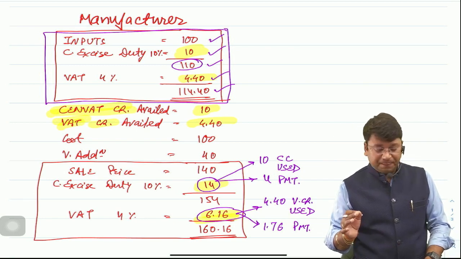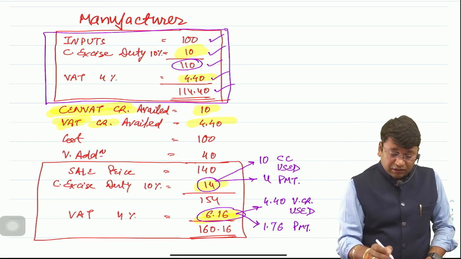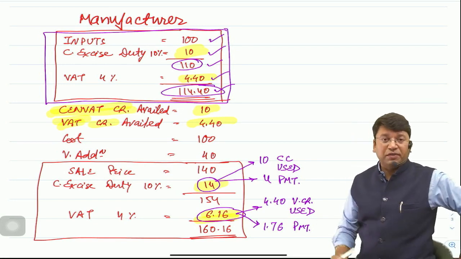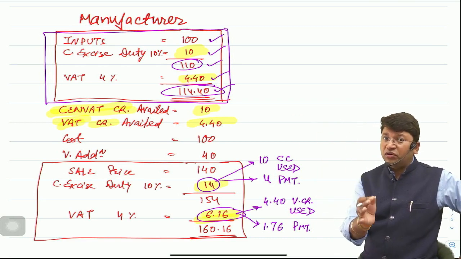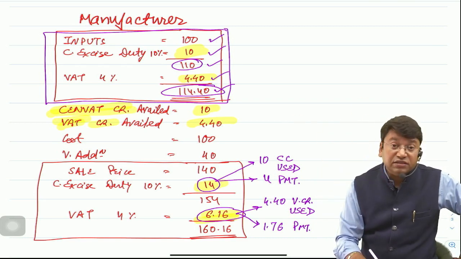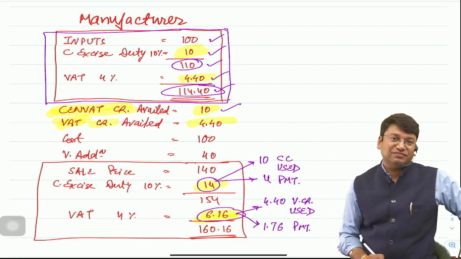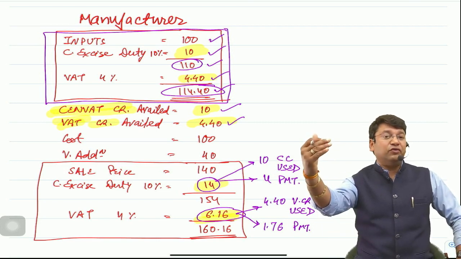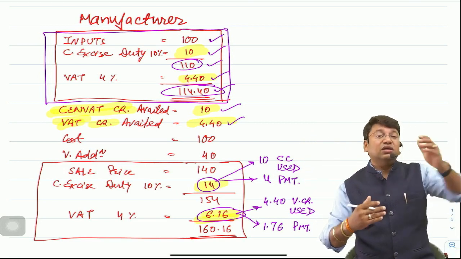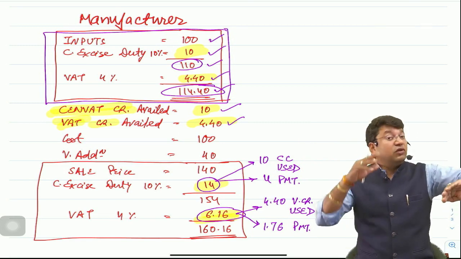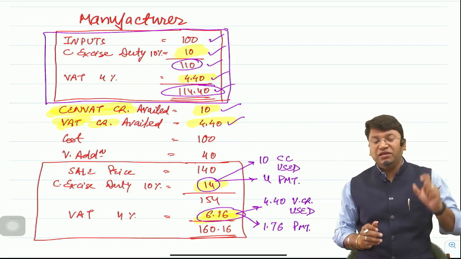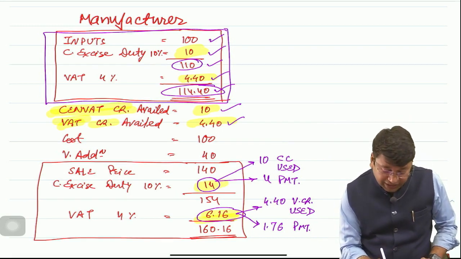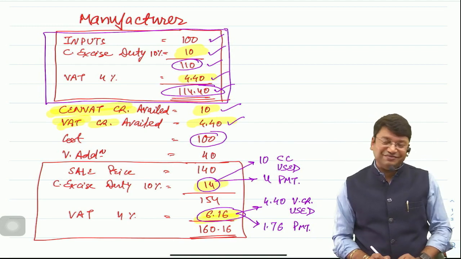So total purchase price was 114.40, out of which a CENVAT credit of rupees 10 was allowed, and a VAT credit of 4.4 was allowed. So out of 114.40, 10 CENVAT credit is allowed, 4.4 VAT credit is allowed, which will be available for use at the time of paying the liability. So these are current assets. So out of 114.40, his actual cost comes to rupees 100 only.